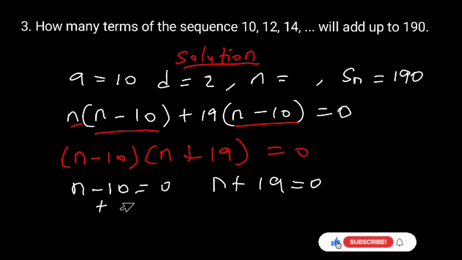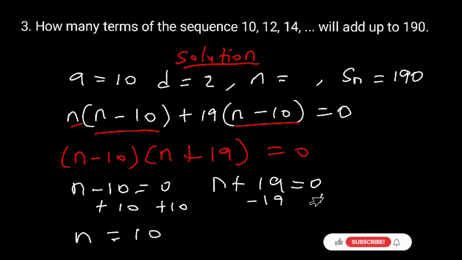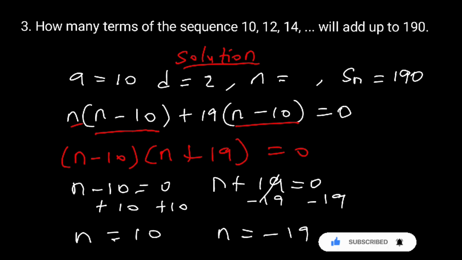So here, let's add 10 to both sides. We have that n minus 10 plus 10 is 0, n is equals to 10. And then from here, let's add minus 19 to both sides. So this will be 0. So we have that n is equals to minus 19. But remember, what we're looking for is the number of terms, and number of terms cannot be a negative number. So we're going to discard this one, and then our answer will be n is equals to 10. So the number of terms in this sequence is equals to 10.